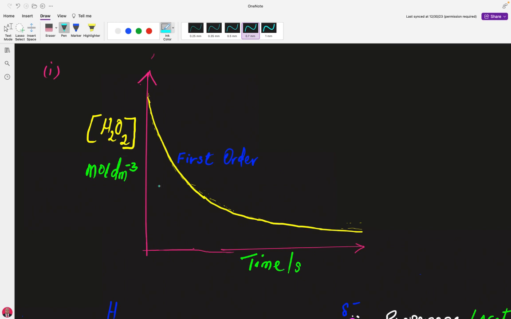So then you label your axis as mole per dm cube and time per second. And you show the arrows and how the reaction is in progress. And you also label the first order reaction. First order. And that is all. Thank you. Let's move to the second question.